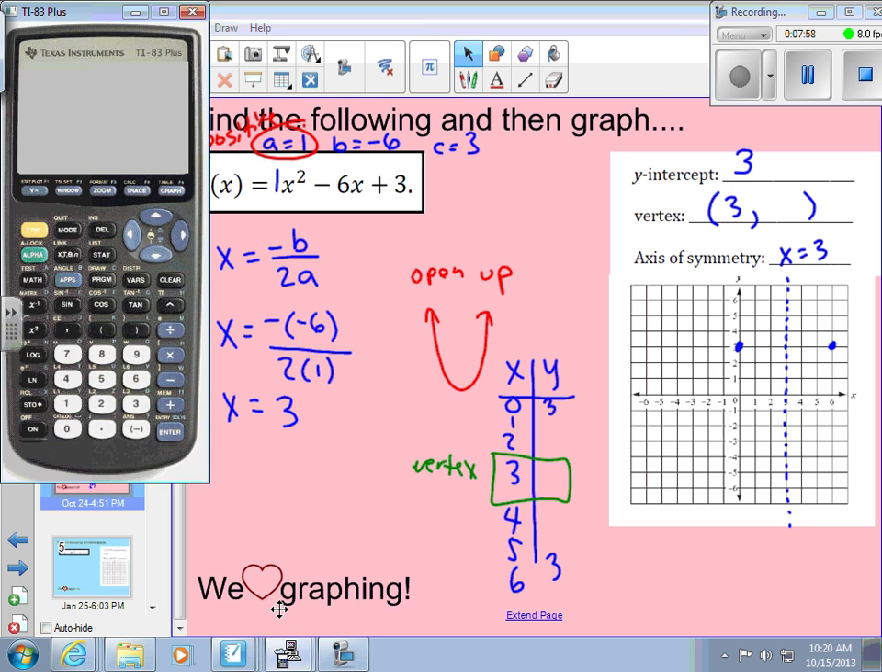Let's do that. So if we go on to a graphing utility like a calculator or iPad and go to the graphing part, you can enter in the equation x squared minus 6x plus 3. Just like we did with linear functions, you can hit graph and see what the graph looks like. So we should get a graph that looks like that. And notice it does open up and has a minimum.